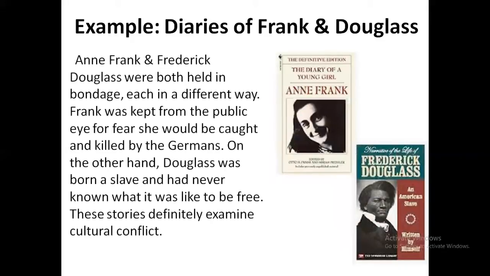Anne Frank and Frederick Douglass were both held in bondage, each in a different way. Frank was kept from the public eye for fear she would be caught and killed by the Germans. Even before she went into hiding, she had to abide by so many restrictions that she had no freedom at all. On the other hand, Douglass was born a slave and had never known what it was like to be free. These two stories examine cultural conflict.